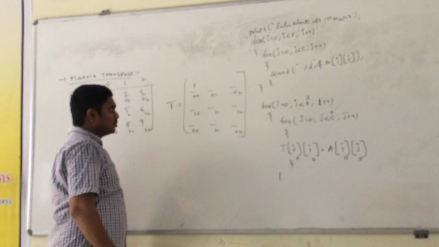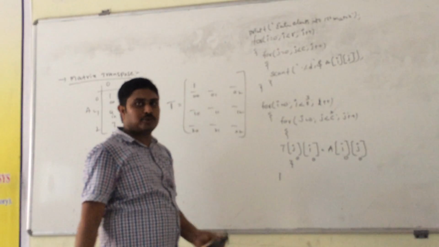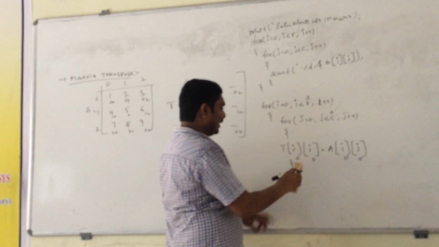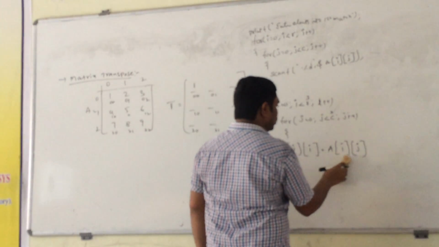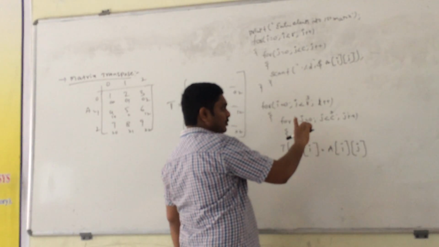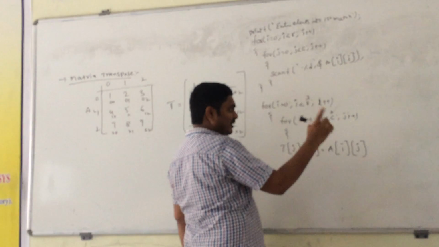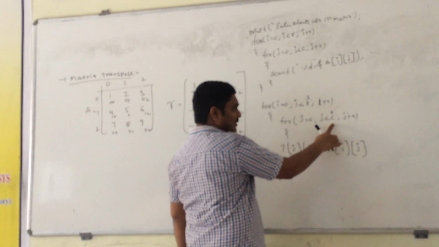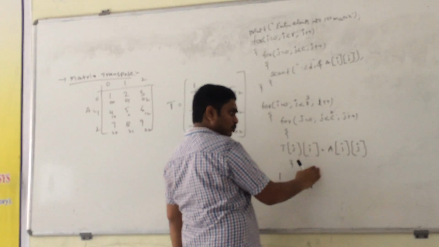That means 1 is stored in transpose matrix 0, 0 position. So the loop ends. After the end of the loop, the j value is incremented. Initially j value is 0. After incrementation it will become 1. 1 less than 3, condition true. It enters into the loop.